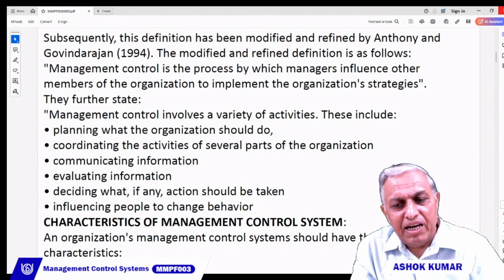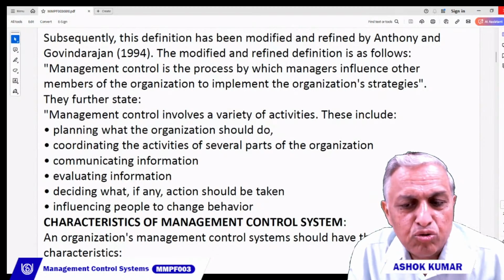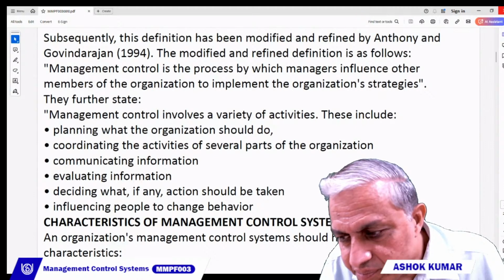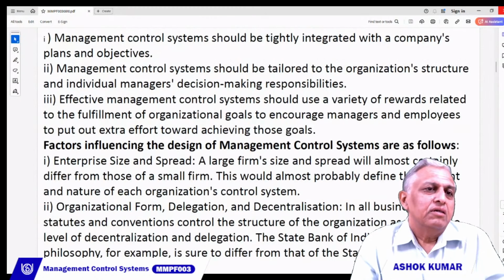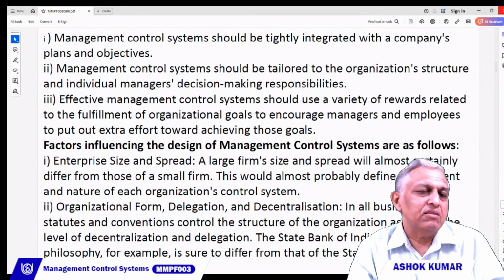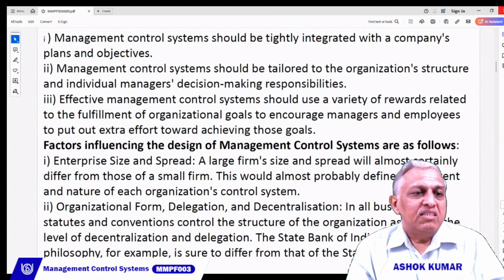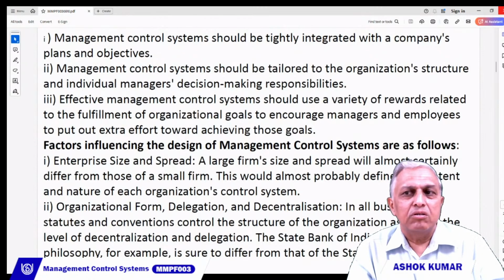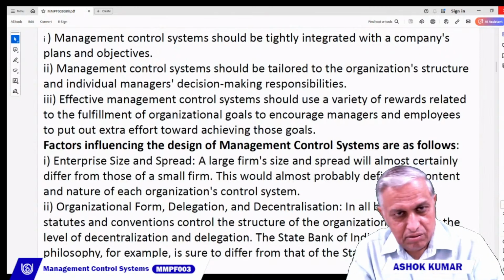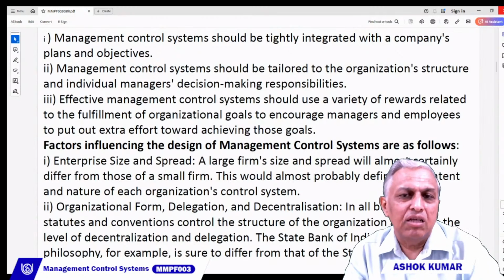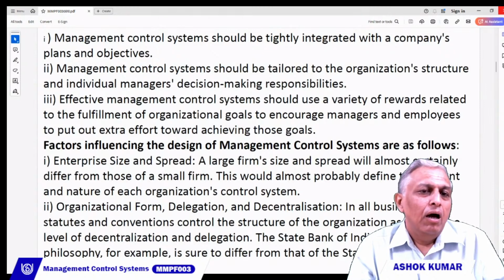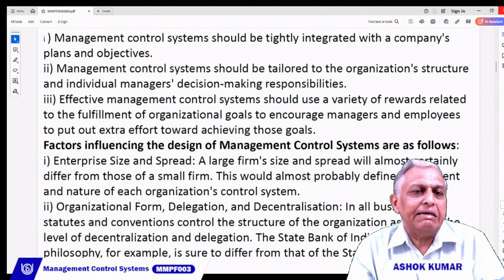Let us now understand the characteristics of a management control system. An organization's management control system should have the following characteristics. First, it should be tightly integrated with the company's plans and objectives, neck to neck. Second, it should be tailored to the organizational structure and individual managers' decision-making responsibilities. The knitting should be according to the structure, and whatever decisions managers are supposed to take according to their responsibilities, the control mechanisms should also be formulated accordingly, because the decisions of the marketing manager would be different from those of the finance manager.